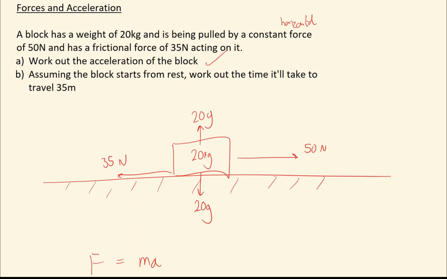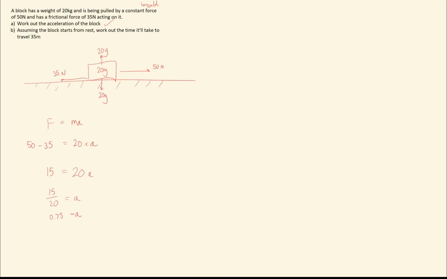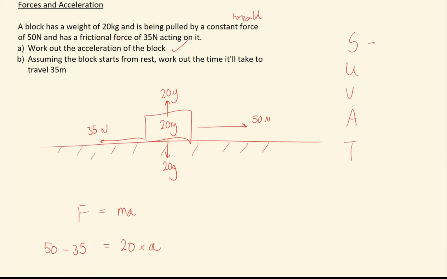Part B, assuming the block starts from rest, work out the time it will take to travel 35 meters. So we're going to travel some sort of distance now. For any of this type of question, we're going to use SUVAT, and fill in what we know. S I do know, I want it to travel 35 meters. U we also know, we're told it starts from rest, so my initial velocity U must be 0. V we don't know, and acceleration we know is 0.75. We want to work out the time, so time is what we're after.